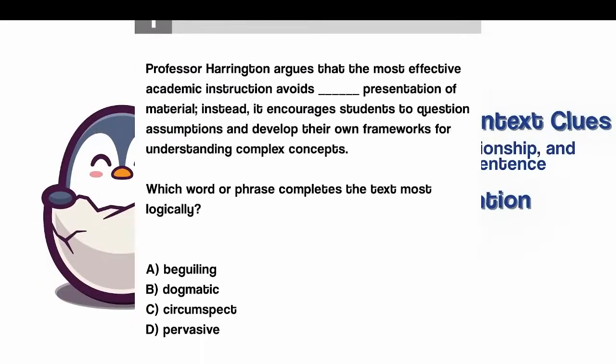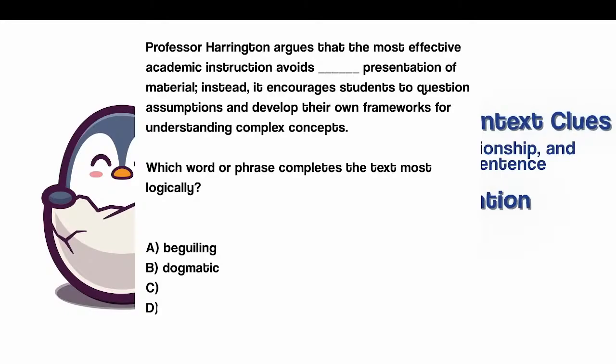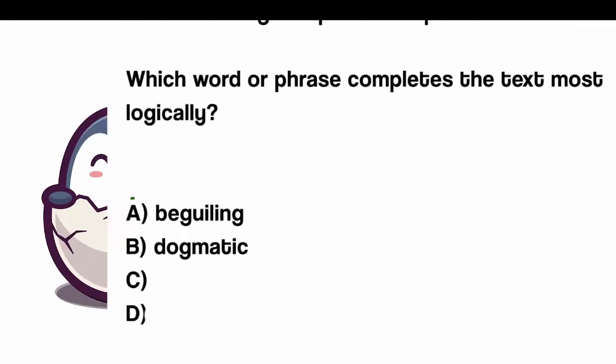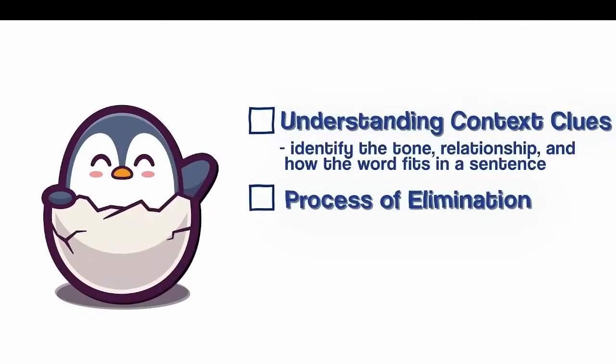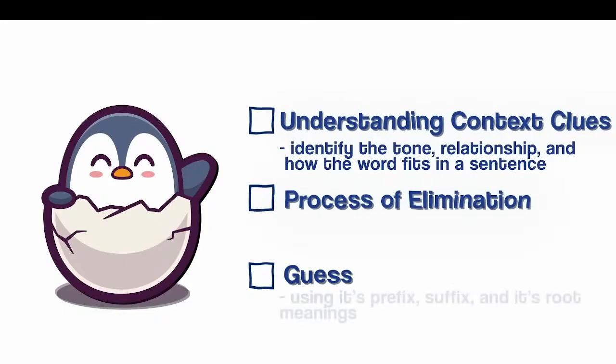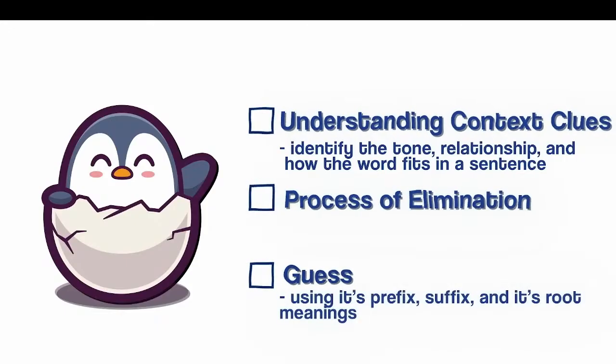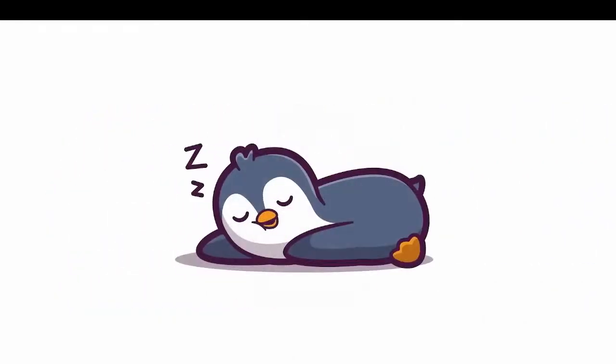Second is by process of elimination. Cross out words you clearly know are wrong to narrow down your choices and focus on potentially correct options. And third is to guess what the word means by analyzing its prefixes, suffixes, and root meanings. The first two tips, most people do instinctively, but the last one, getting familiar with word parts, can really save you in a pinch when you have no clue what the word means.